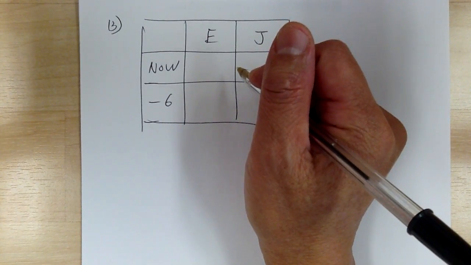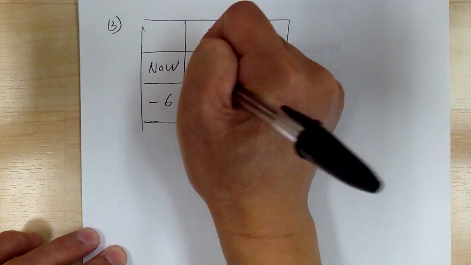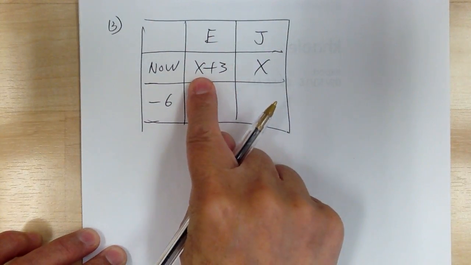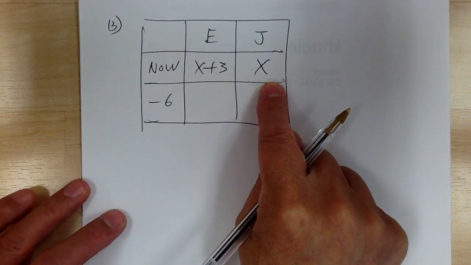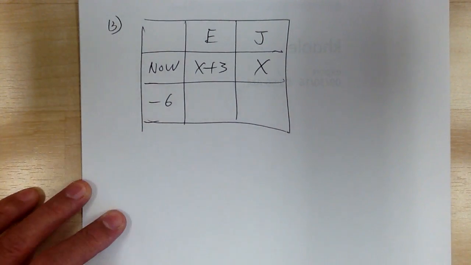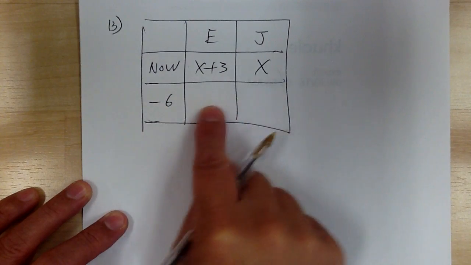It says Emily is 3 years older than Jack. So this would be x, this is x plus 3, right? Again, Emily is 3 years older than Jack. So you use one of them as a reference. So now, again, stop. You use this information to complete the table.